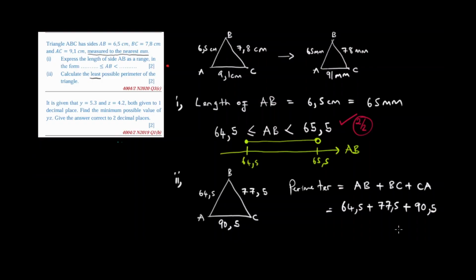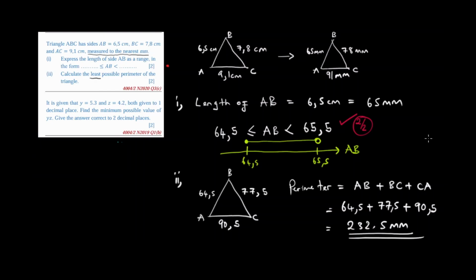Then zvaitika nemutoo uno: 64.5 plus 77.5 plus 90.5. What do we get? Answer yedu panapa is 232.5 millimeters. That will be our answer.